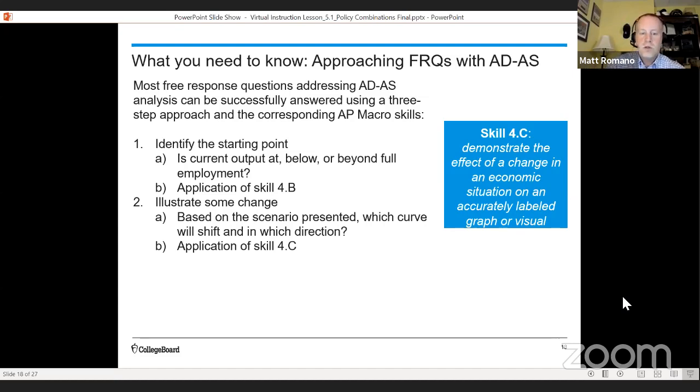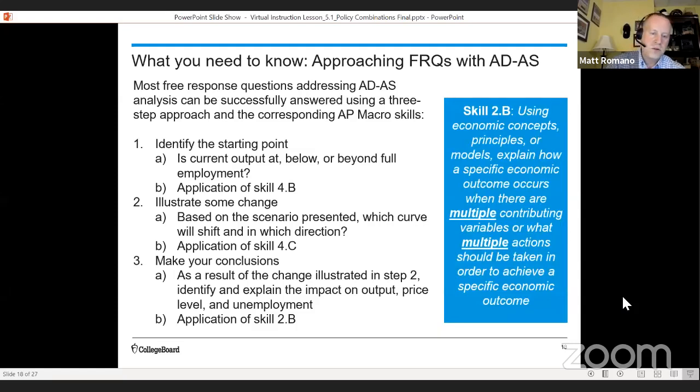In doing so, you're going to apply skill 4C, something that you should be able to do as a result of your time in AP Macroeconomics. You should demonstrate the effect of a change of an economic situation on your graph. And then finally, step 3, you've got to make a conclusion. After the curve has been shifted, you have shown that you have a new equilibrium. Tell us what happened. Explain what has happened to output, price level, unemployment. In this context, in topic 5.1, because we have multiple changes at a time, you're going to be applying skill 2B, where you're going to have to respond and explain to more than one action at a time.